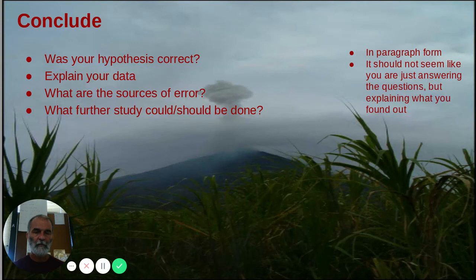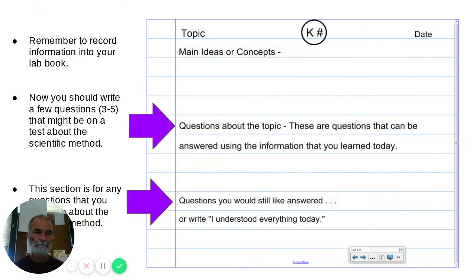It should be in paragraph form, and please, it shouldn't just seem like you're answering 4 questions. It should be a flowing paragraph that explains about your experiment and the results that you got.